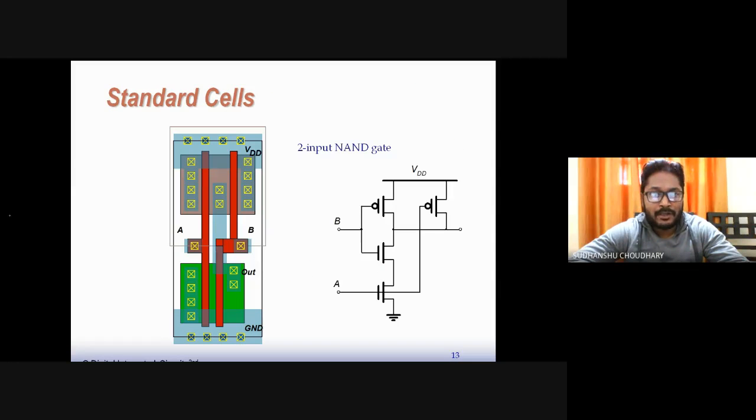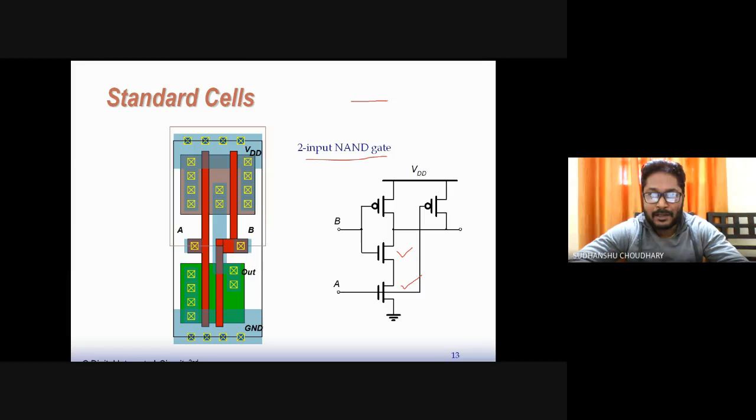Now one can also think about drawing the layout of such cells. For example, a 2-input NAND gate's layout has been shown over here, and you will see that for these two transistors, that is NMOSs, these two are NMOS. For these two NMOSs, we are not utilizing a separate diffusion region, right?